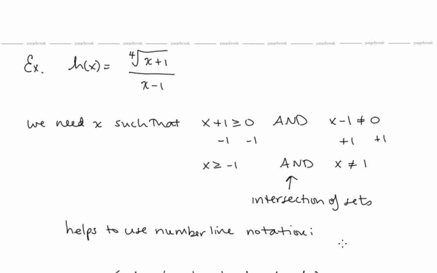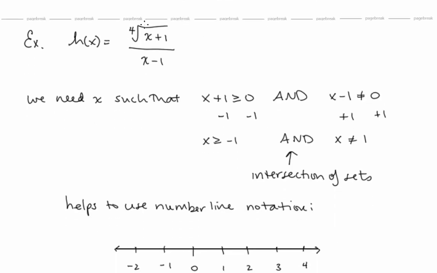Let's take a look at h of x here. h of x is the fourth root of x plus 1 over x minus 1. So now we have an even root and a fraction. So we have two conditions here that our x values must satisfy in order to be in the domain. We need x such that x plus 1 is greater than or equal to 0. This condition is given by the numerator. And we need x minus 1 not equal to 0. And this condition is given by the denominator.